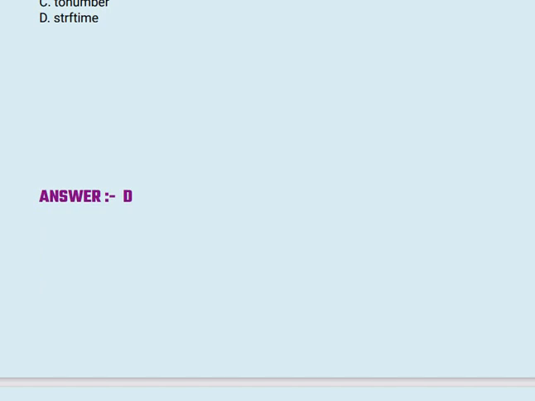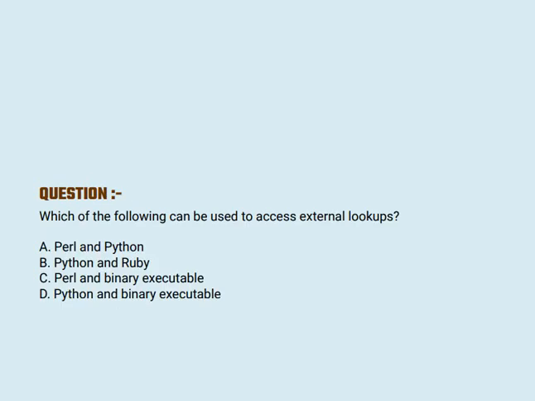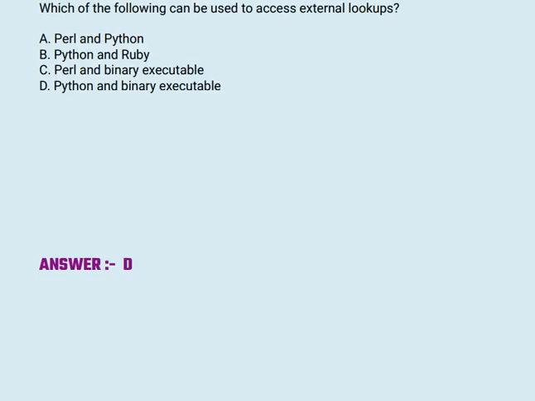Next question is, which of the following can be used to access external lookups? Option A, Perl and Python. Option B, Python and Ruby. Option C, Perl and binary executable. And option D, Python and binary executable. The correct answer is option D.